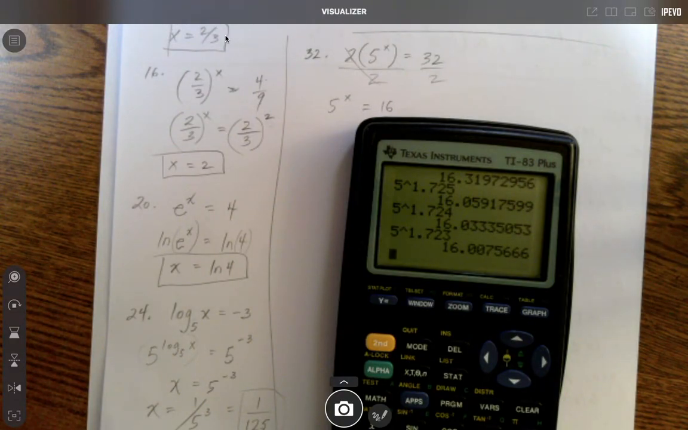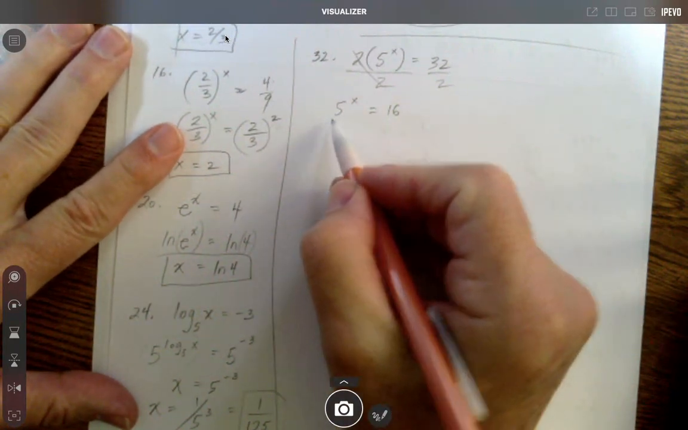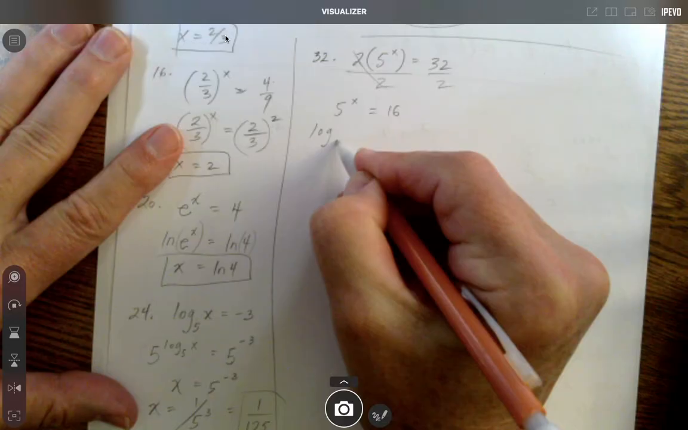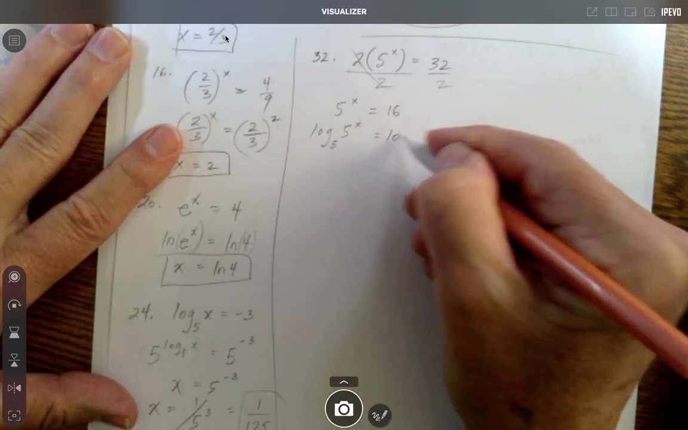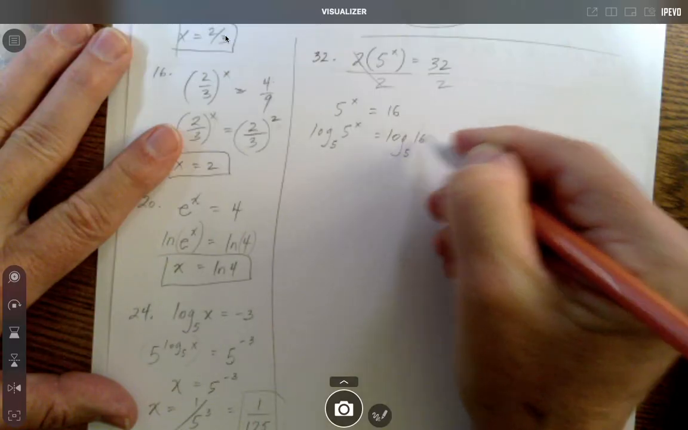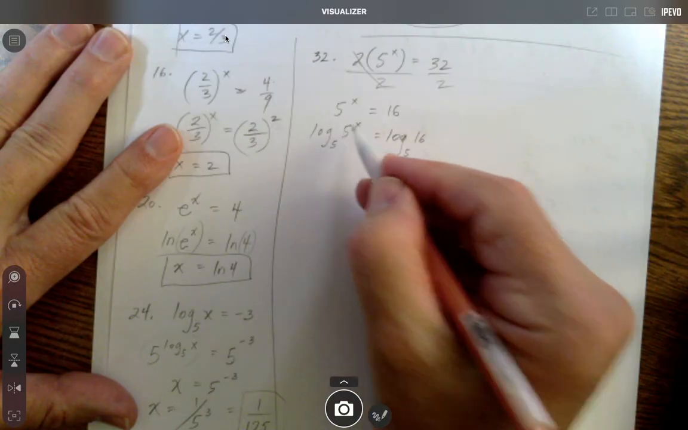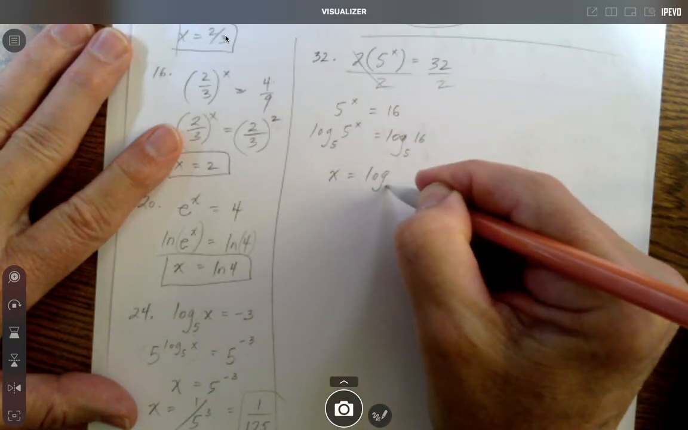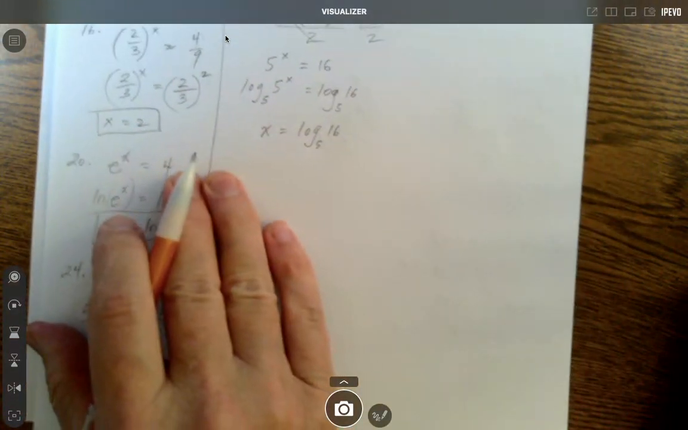So how do we get that number, 1.723, without all this guessing and checking? Well, since this is base 5, I'm just going to do log base 5 of 5 to the x equals log base 5 of 16. Now, since these are the same, this is just x. So now I've got the answer, log base 5 of 16. How do you calculate log base 5 of 16?